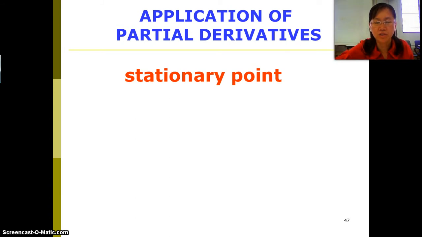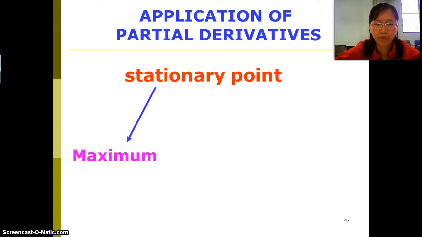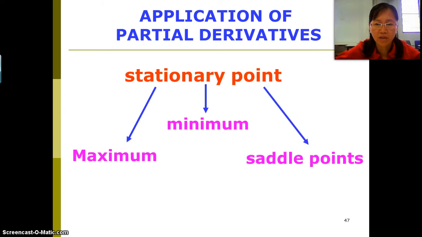One application of partial derivatives is to find the stationary point. A stationary point is either a maximum point, a minimum point, or a saddle point.